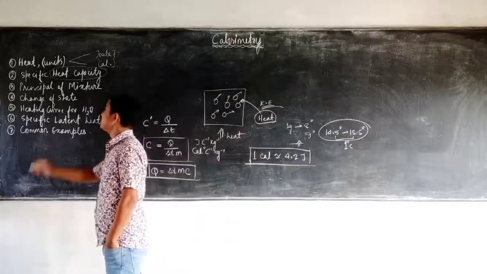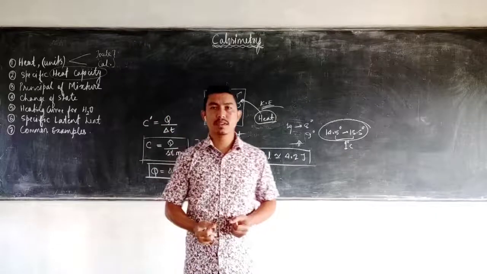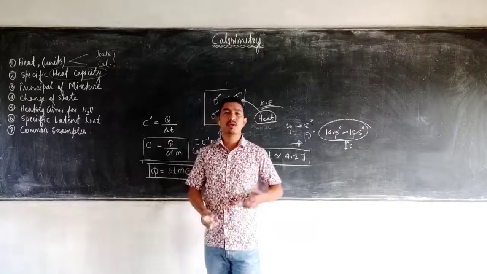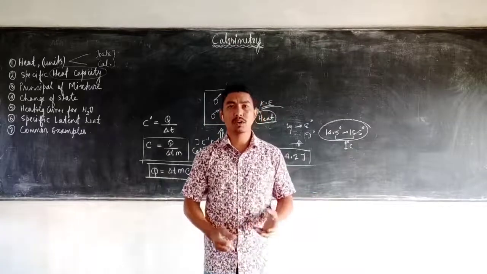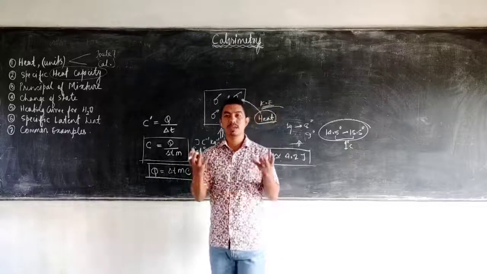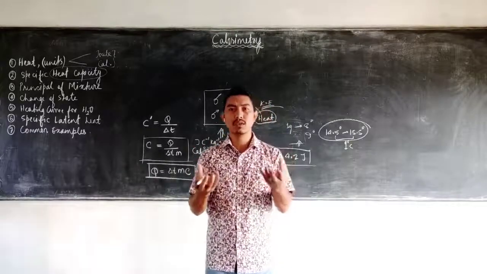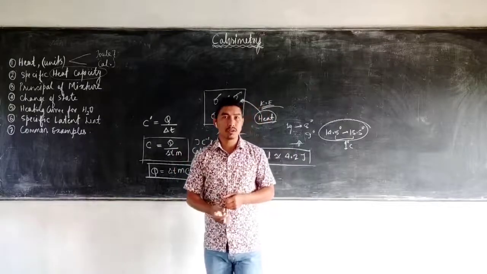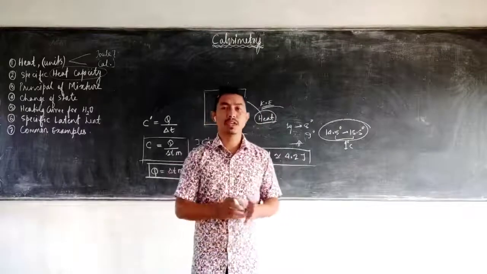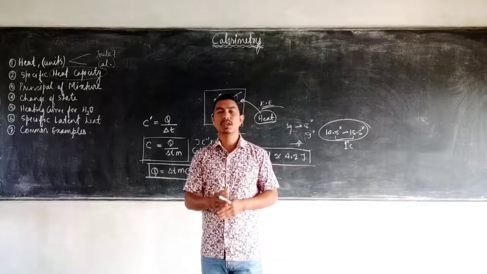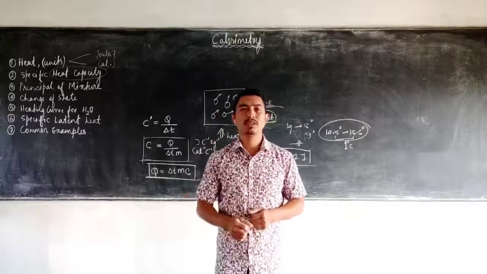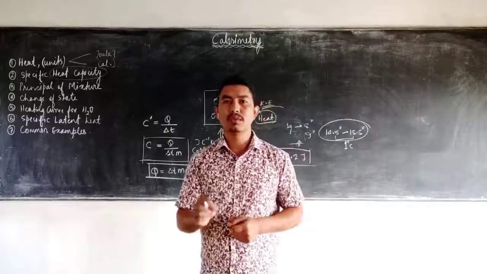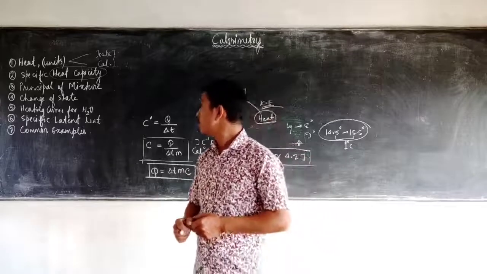Now coming to the third topic, the principle of mixture. What does the principle of mixture say? It says that the heat energy lost by the hotter body will always be equal to the heat energy gained by the colder body. From our day-to-day experience, when we keep two bodies in contact, one hot and the other cold, the hotter body starts becoming colder, and the colder body starts becoming hotter. That is the principle of mixture. So the heat gained by the cold body will be equal to the heat lost by the hotter body. Using this principle, we can find out the specific heat capacity of a given substance. We'll do some numericals related to the principle of mixture.